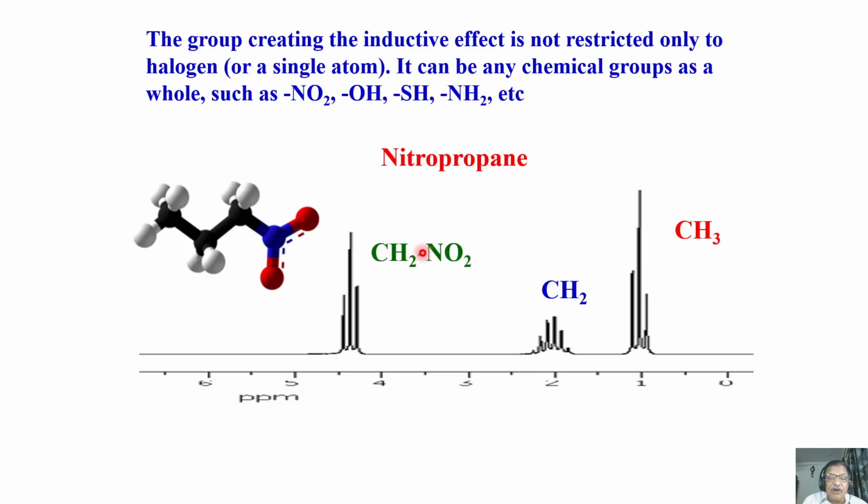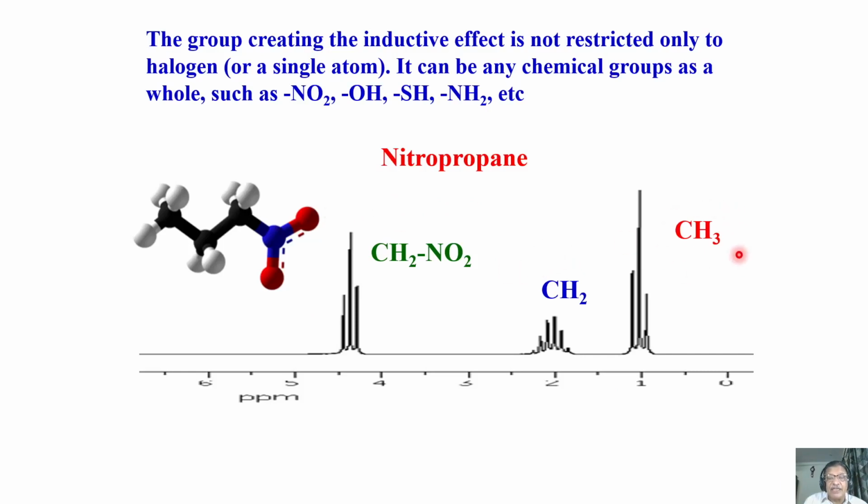Now I knock off one of the protons of the CH3 group and put an NO2 group. It is withdrawing electrons and the symmetry is distorted. Now there is no more symmetry. We have three different groups: one is CH3, another is CH2, and CH2NO2. There are three groups now.